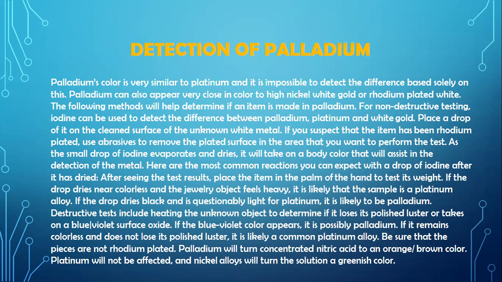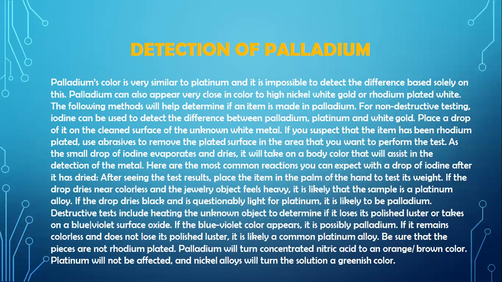Iodine can be used to detect the difference between palladium, platinum, and white gold. Place a drop of it on the clean surface of the unknown white metal. If you suspect that the item has been rhodium plated, use abrasives to remove the plated surface in the area where you want to perform the test.